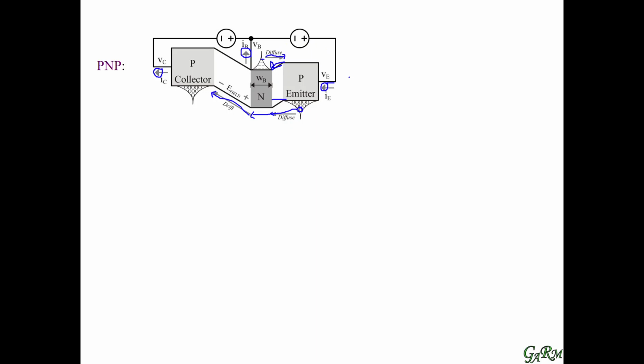Okay, then when we quantify the collector current, well, the collector current is mostly just the whole emitter hole current that reaches all the way to the collector. Let me remove markers here.